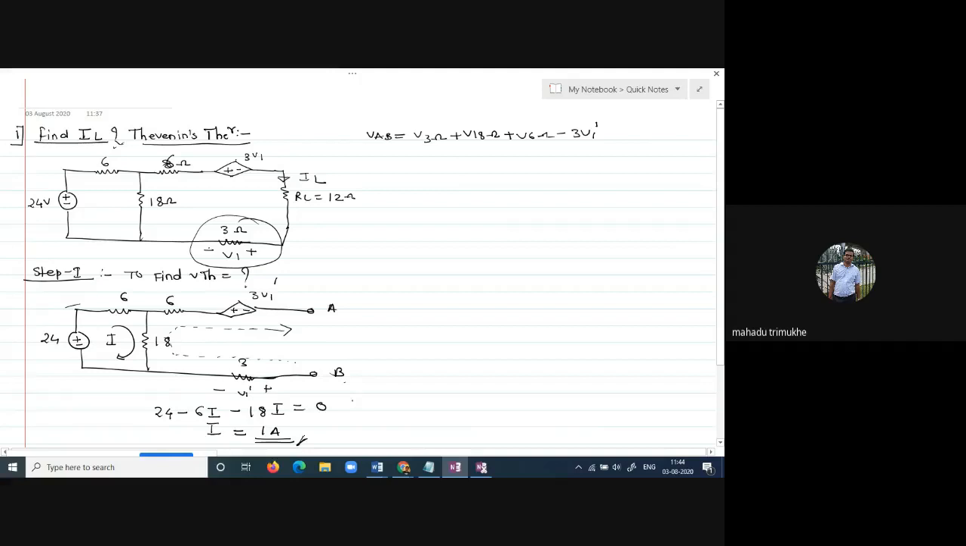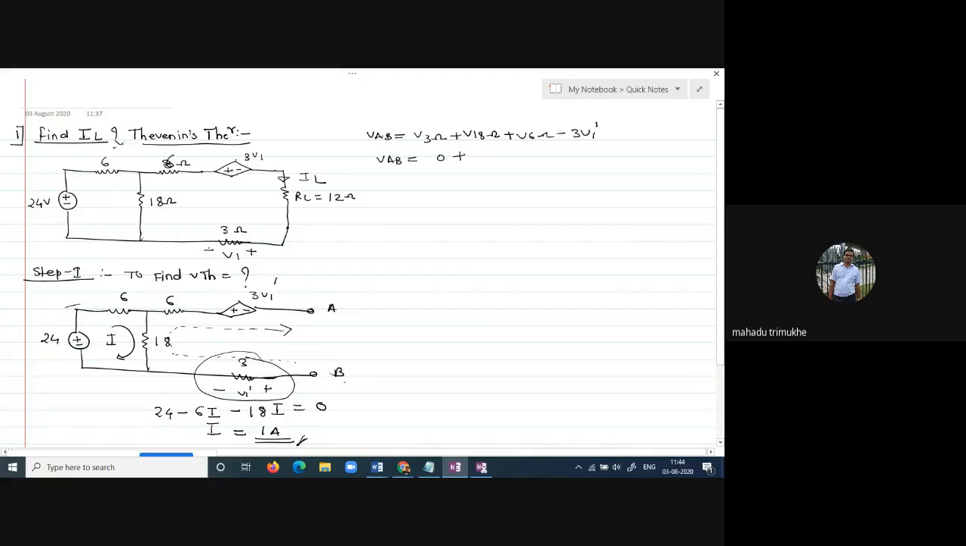Means there is no current flowing through here, right? This point A and B are open, means there is no current flowing through the output side. This V1 dash is equal to 0, means there is no current flowing through the 3 ohm resistor as well as the 6 ohm resistor. These are 0, 6, 3 ohm, and that is 3V1 and 3 ohm resistor. Means VAB is equal to what? This is 0.